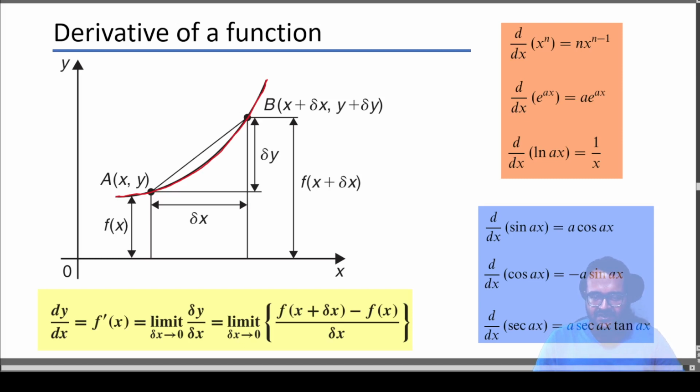I don't repeat all the process here, but I just repeat some of the basic derivatives. d/dx of x to the power n is n x to the power n minus 1. You all know it, I guess. d/dx of e to the power x is e to the power x. d/dx of ln x is 1 by x. Think about it. d/dx of sin x is cos x. So all these are basic derivatives. You revise what the derivative is.